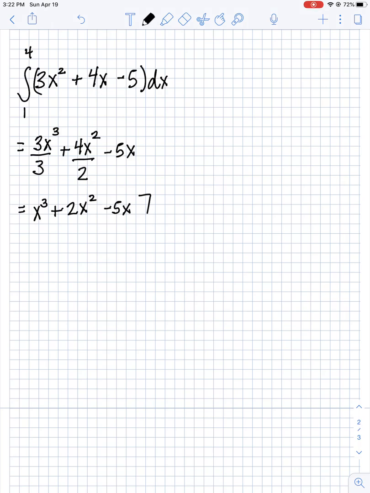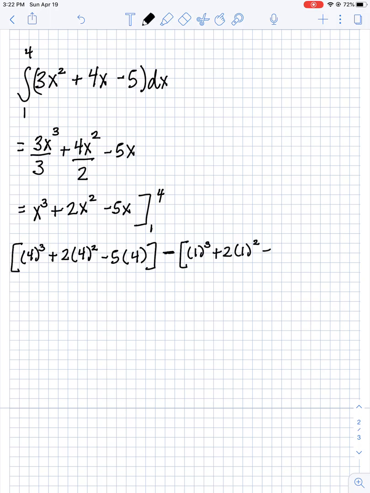Okay, and now we're going to integrate that from 1 to 4. And so what does that mean? That means everywhere we see an x, we're going to plug in our upper bound, and our upper bound is 4. So it'll be 4 cubed plus 2 times 4 squared minus 5 times 4. Minus, subtract. Okay, so now plug in your lower bound. Your lower bound is going to be 1 cubed plus 2 times 1 squared minus 5 times 1.